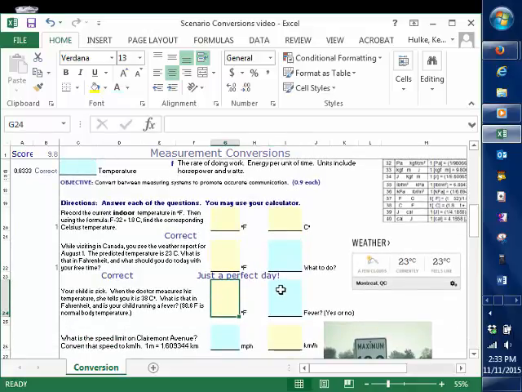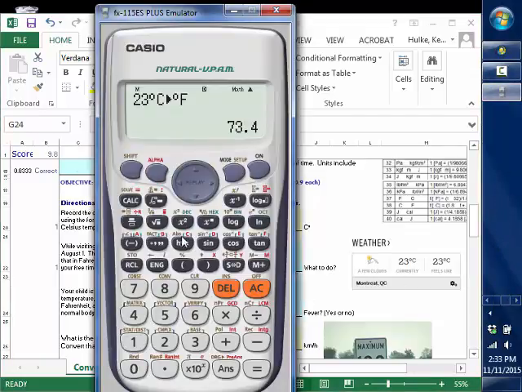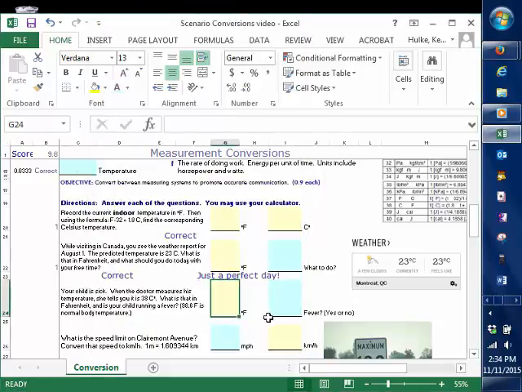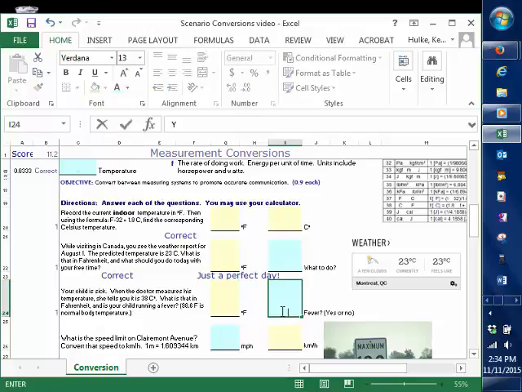Your child is sick. When the doctor measures his temperature, she tells you it's 38 Celsius. What is that in Fahrenheit? So we need to convert Celsius to Fahrenheit. 38, shift conversion, and it's number 38, Celsius to Fahrenheit. And we get a temperature which is a little bit above normal. So is the person running a fever?